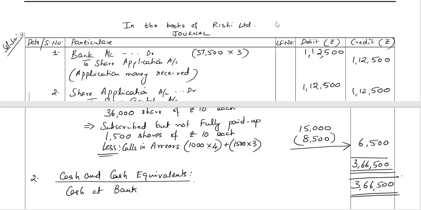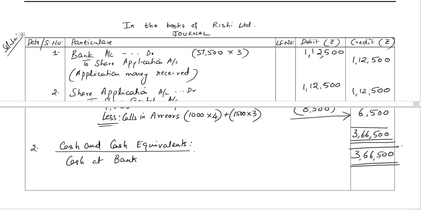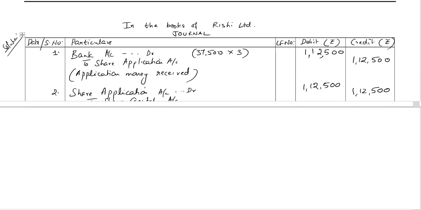Now, a small point to note. If we need to check whether our balance sheet items are correct, for example, if cash at bank is correct, we have arrived at 3,66,500 in the balance sheet. We'll add up all the amounts of bank in the journal entries and check whether we get 3,66,500. So we have all the journal entries in the top half of the screen.